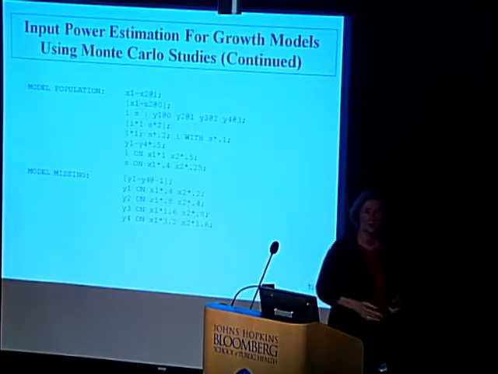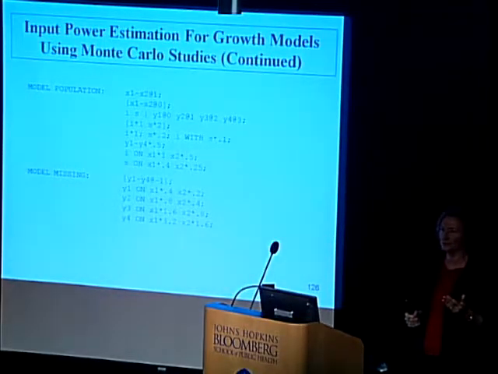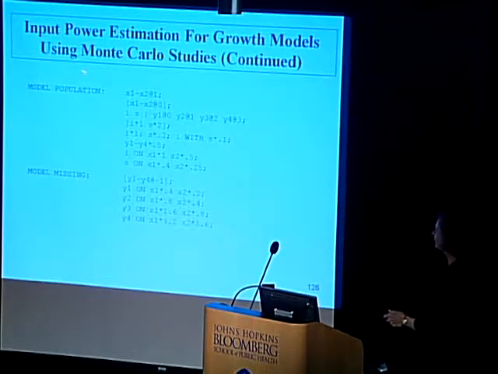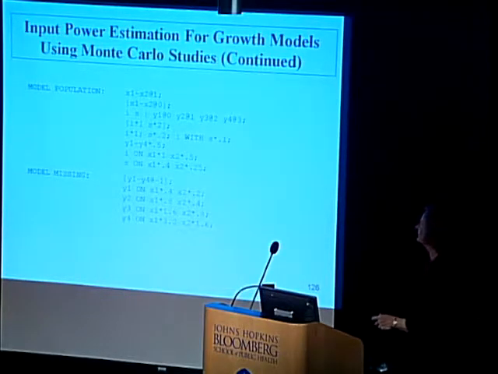Now, in addition to the Monte Carlo command, where you give the basics of the Monte Carlo study, you have to give population values for every parameter in the model. That's done using the model population command, and we'll look at that first. And then model missing is used to describe the missing data patterns that you want the data generated with.